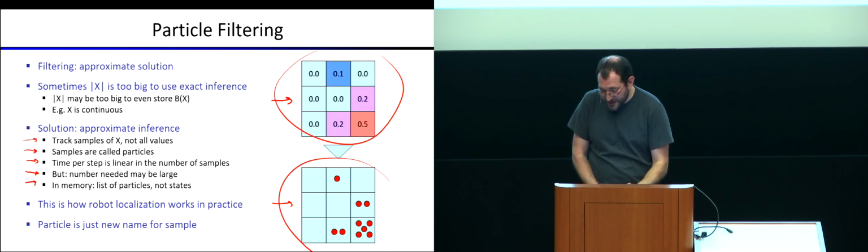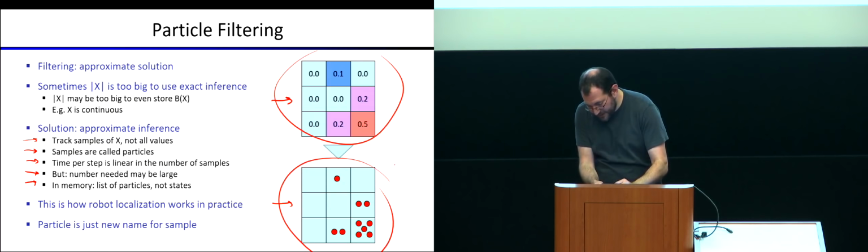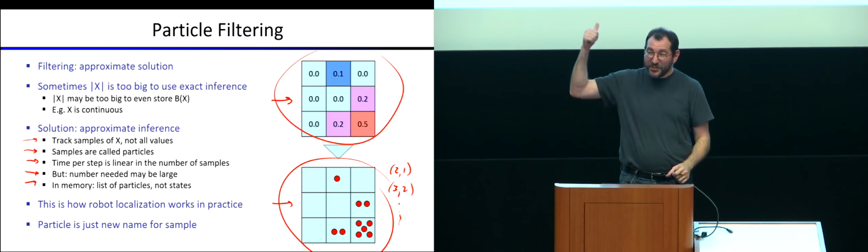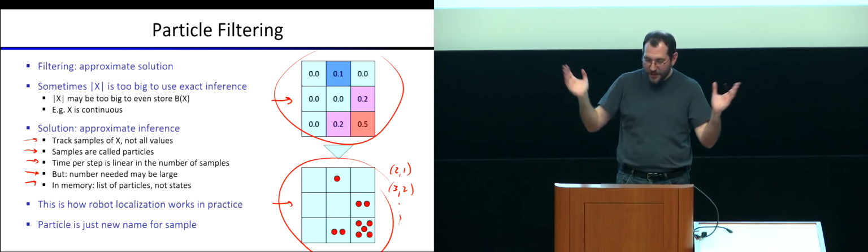If I write out the samples, I have to write out some list of, okay, there's one in 2, 1, there's one in 3, 2, whatever, and I have to write them all out. I'll have to write out 10 numbers. In this case, it's cheaper to write out the state space representation. In general, it's going to be the other way around.